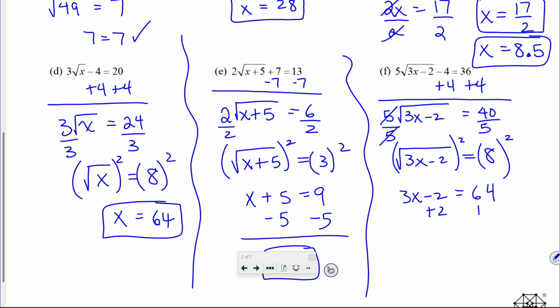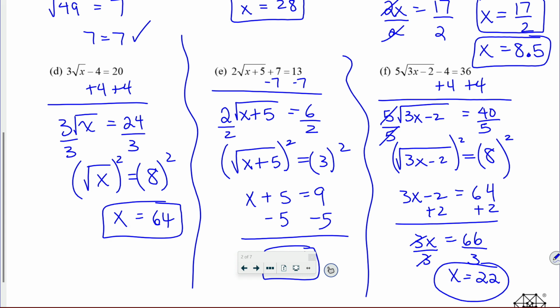I'm going to add 2 to both sides. That's going to give me 3x is equal to 66. And then I'm going to divide by 3 on both sides, and I'm going to just tuck it in here. I'm going to get x is equal to 22.